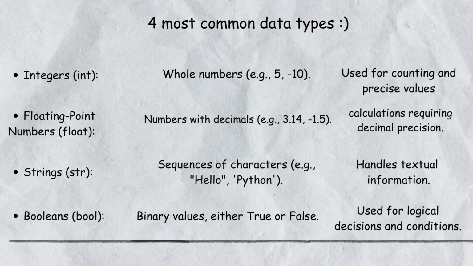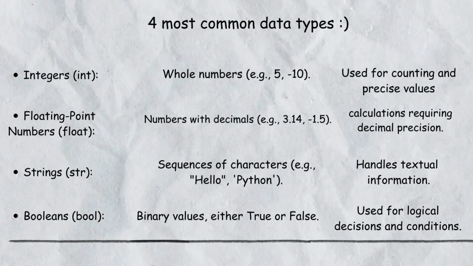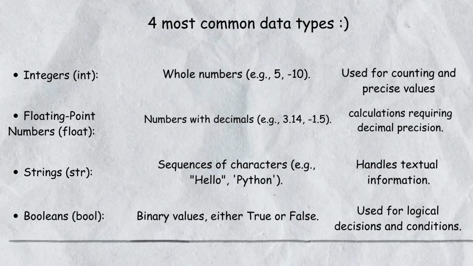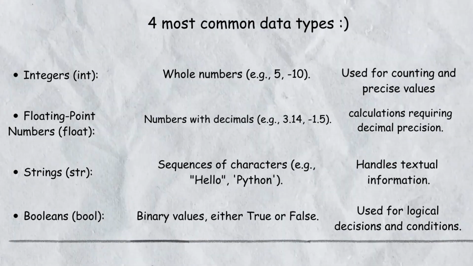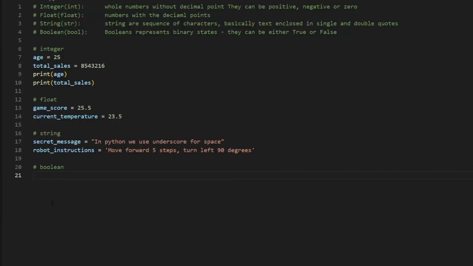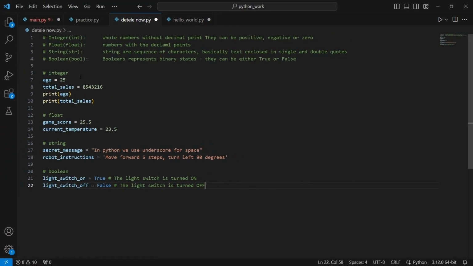And at last, we got Boolean. Booleans represent binary states. They can be either true or false. Imagine a light switch. We can have light switch on, true, or light switch off, false. And also remember to write T and F in capital. Now you know the four most basic data types: integer, short for int; float; string, short for str; and Boolean, short for bool.